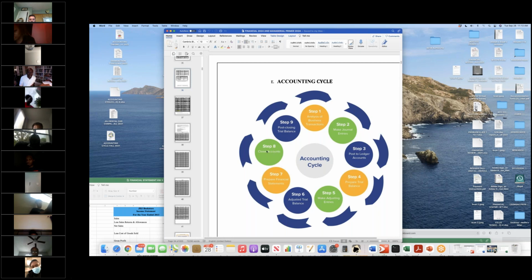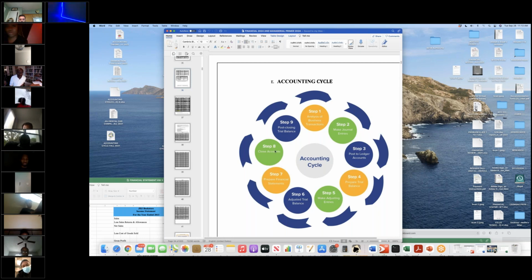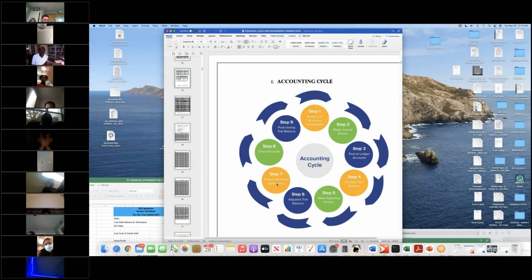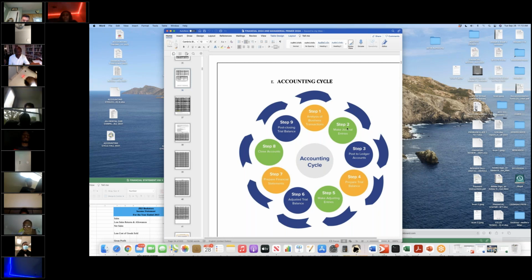Preparing financial statements and closing the accounts is our ultimate objective in this course, that you can go from analyzing transactions to preparing financial statements and closing the accounts. The financial statements represent a summary of all of the journal entries that were made. And so they're summarizing all of these journal entries into several statements.